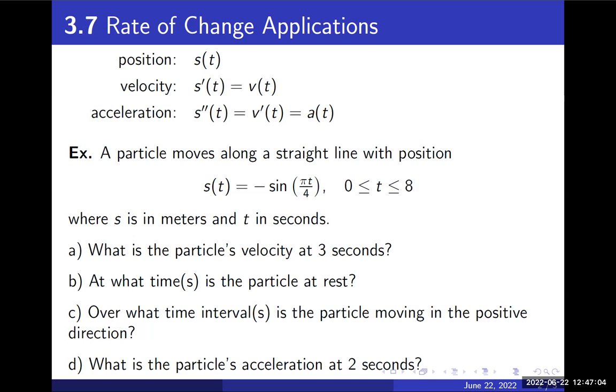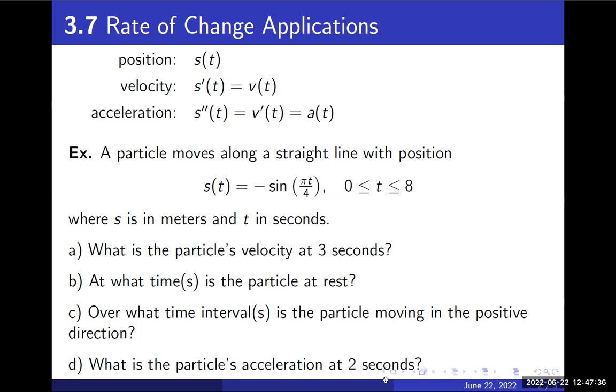So we've got this particle. It's just moving back and forth along a straight line. So sometimes it moves to the right, sometimes it moves to the left, right? And there'll be some kind of wave pattern because its position is defined by negative sine. S is in meters, t is in seconds. So we're going to look at the particle's velocity, when it's at rest, over what intervals it is moving in the positive direction, and its acceleration.